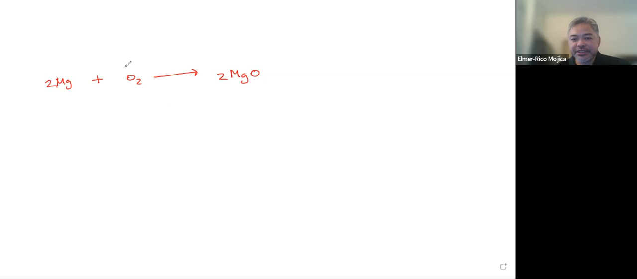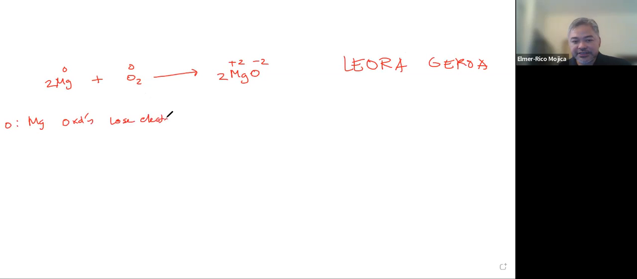So let's say we have the reaction here. The first thing that we're going to do is to assign the oxidation numbers. So you have here 0, 0, +2, -2. Following the LEO and GER concept, magnesium is the one that undergoes oxidation and loses electrons. So in that case, that is also your reducing agent.